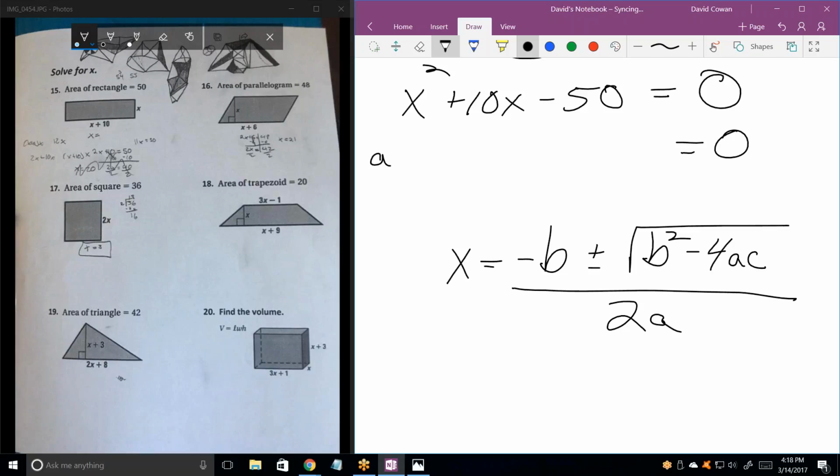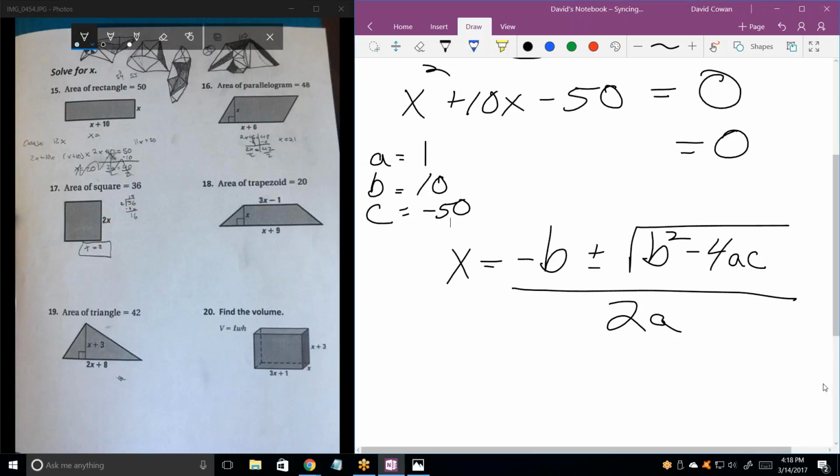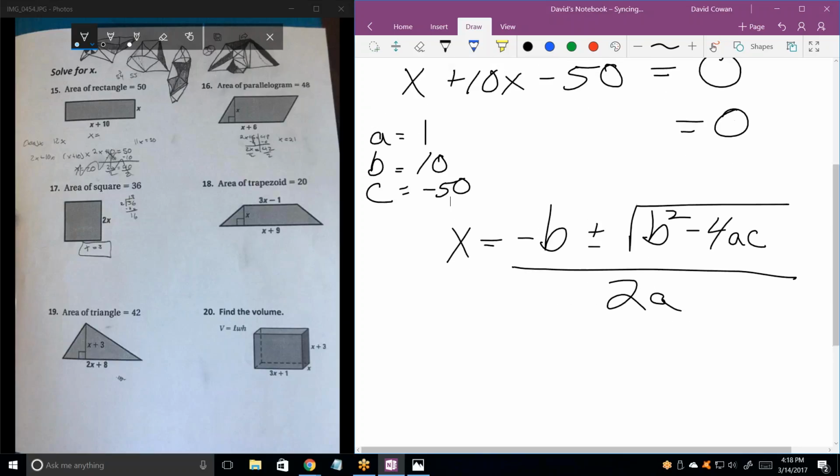Tell me what a, b, and c are in this quadratic. A is x squared. No, a is actually the coefficient of the x squared term. Oh, 1, yeah, 1. Okay, B is? B is 10. And C is? Negative 50. Okay. And now we're going to plug that in. Just a second. All right. Now, we're going to plug it in to solve for x. So, plug in everything.